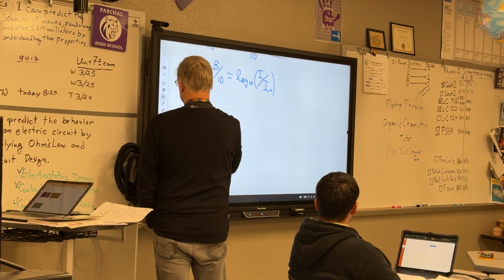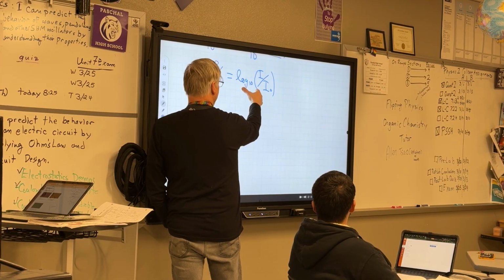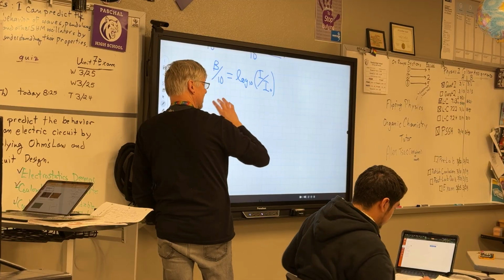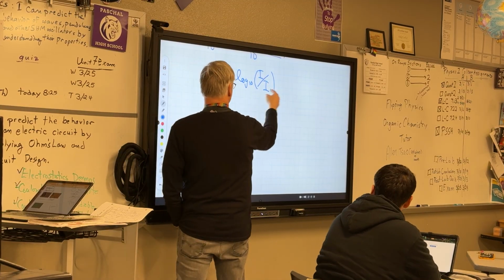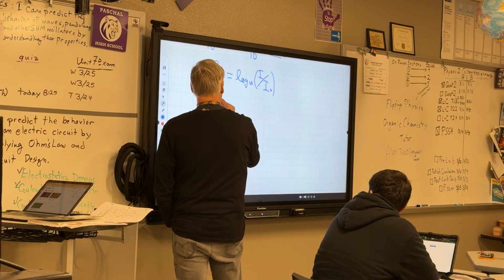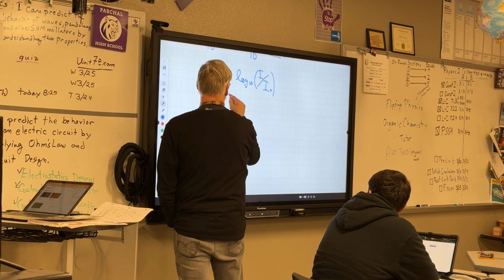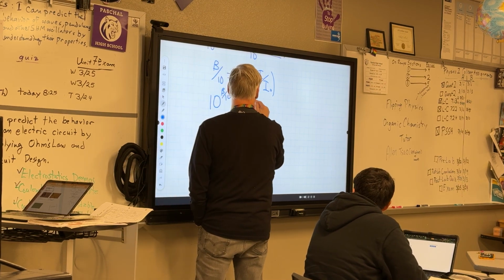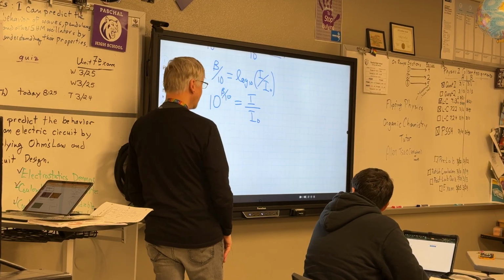Good job, Jack. So, this is a log base 10, so that base is what is going to be the base term that will have a new exponent. To get that log base 10 clear, I'm going to take the number 10 and raise it to this power, 10 raised to the beta over 10, and that's equal to I over I naught. That clears out the log.